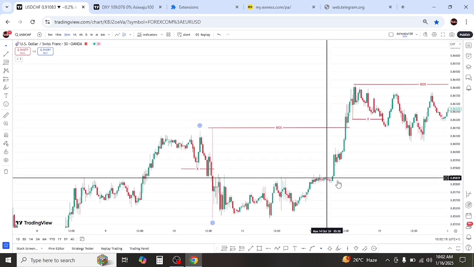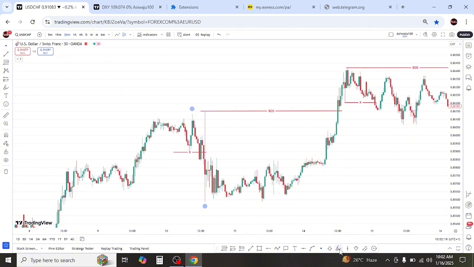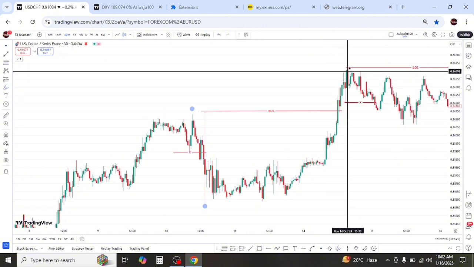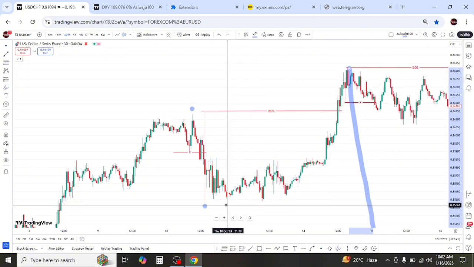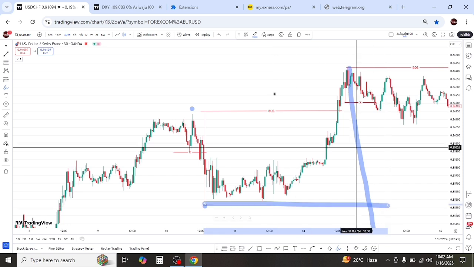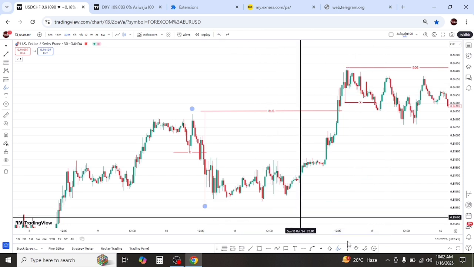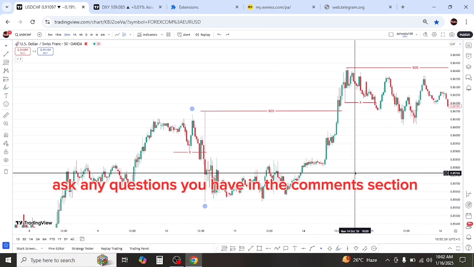So now price continues like that. If price retraces from this point, like I said before, to break this low, this is when we now have a valid change of character in the market.